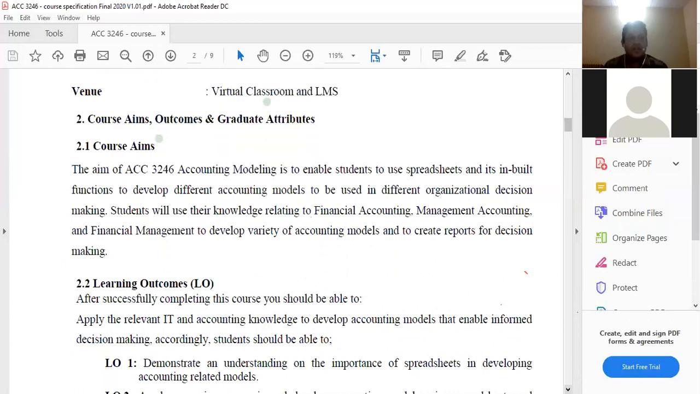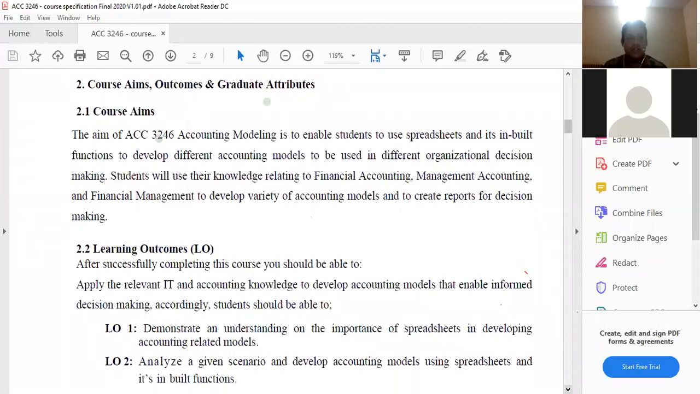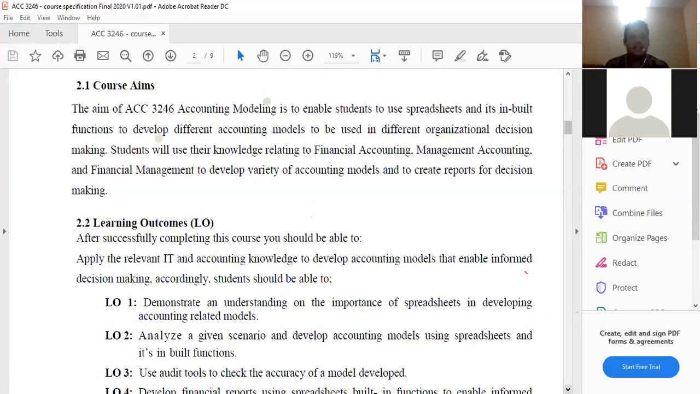Then let me come to the course aims, course outcomes, and have a look at the graduate attributes. Let me quickly take you through that. So that is also pretty much important. In the very first lecture, you need to know where you are heading towards. You need to have a clear idea of what you are able to do at the completion of this course. Therefore, I believe it is better to have an understanding of the outcomes of this course. So let me first come to the course aim.